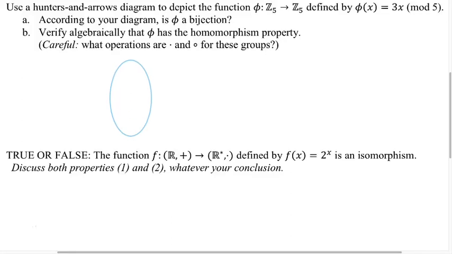So in question 1, what I'm really asking you is, does the function multiplication by 3, so f of x equals 3x, is that function an... All right, so you said yes, that phi of x equals 3x is an isomorphism from Z5 to itself. So what does the Hunters and arrows diagram look like for this?